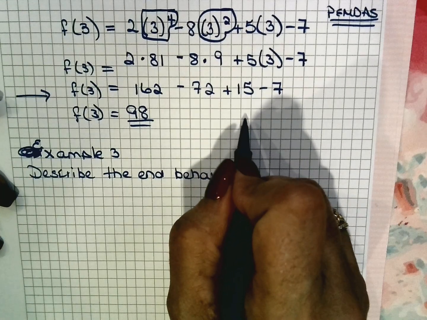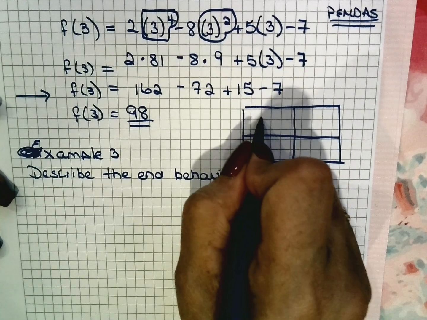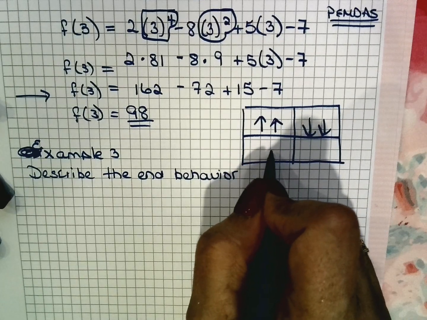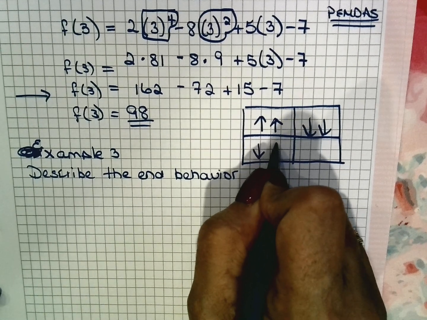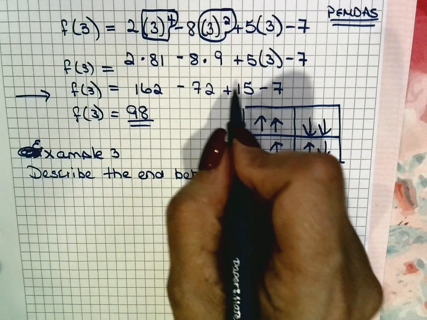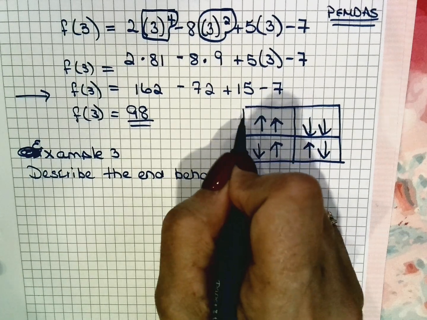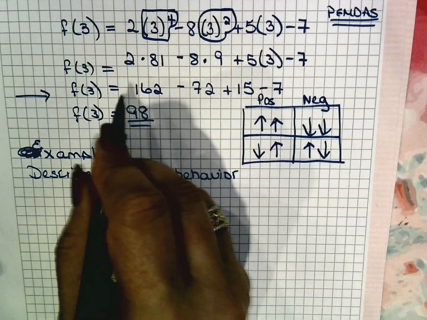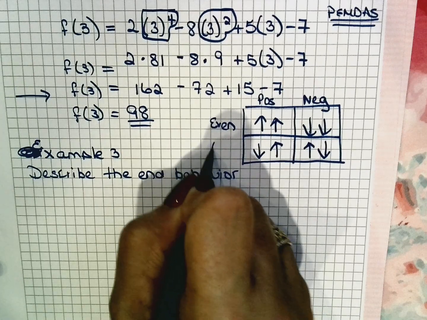Oh, you know what? Before we go on, let me do a quick little table in case you want to memorize this. All right, we have up and up. We have down and down. We have down and up. And we have up and down. What does that mean? Okay, so this is whether it is positive or negative, right? And this is whether the degree is even or odd.